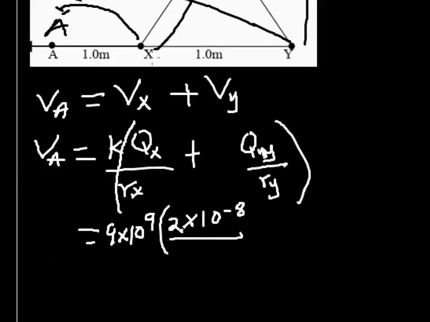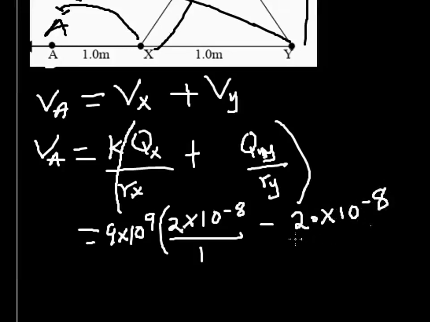And of course, the distance from x to that point A is 1 meter. Then of course, plus the other charge is negative. That will make this minus. Plus times minus is minus. And the charge is 2.0, right, times 10 raised to the power minus 8.